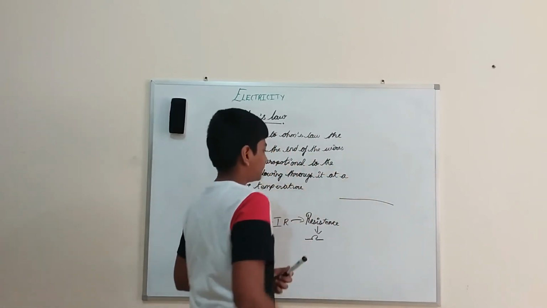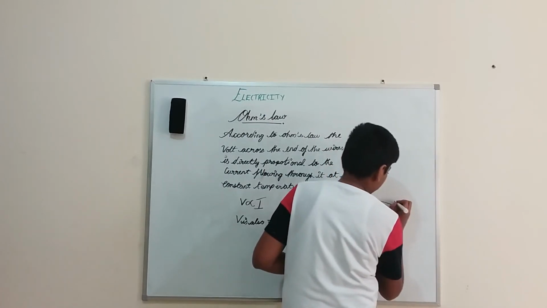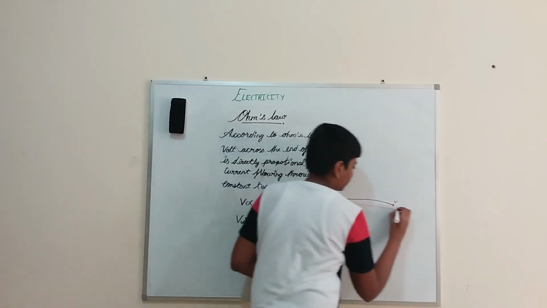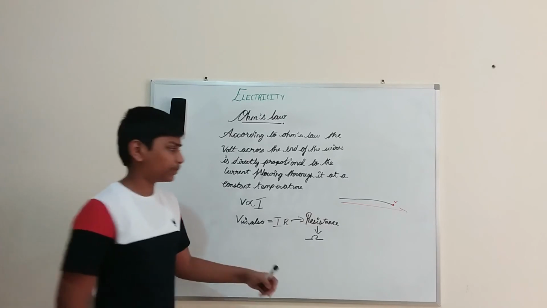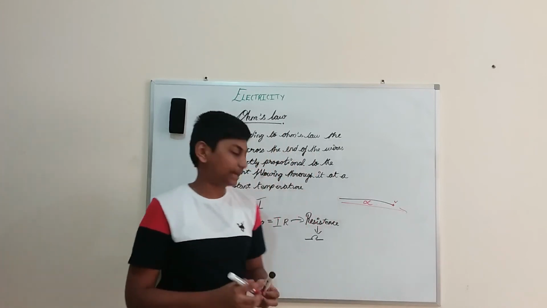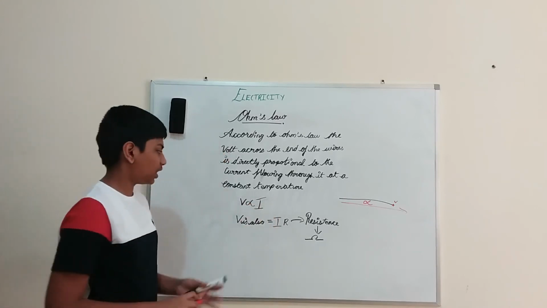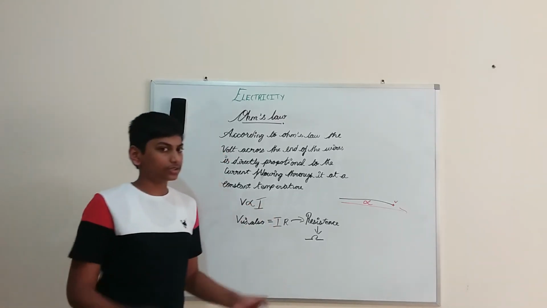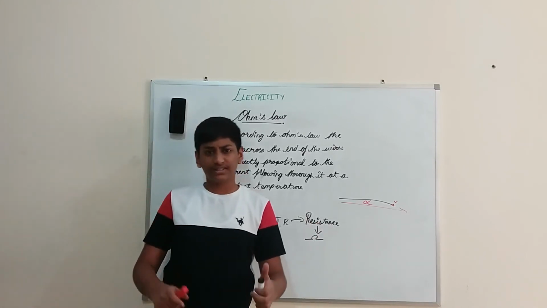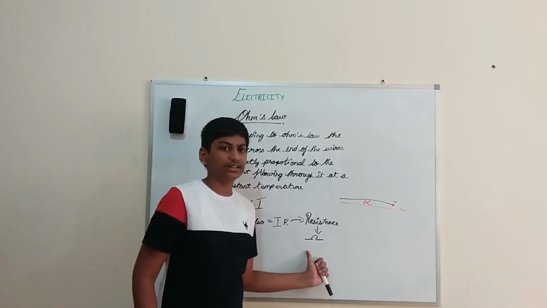So at the end of a wire, there will be a volt. The volt at the end of the wire is directly proportional to the current flowing through it. So there's a current flowing through it like this. It's directly proportional to the current flowing through it at a constant temperature. So volt is directly proportional to the current. Now the volt is also equal to I into R. What is R over here? R is nothing but the resistance. I will be teaching about resistance and its two types in my next video. The SI unit of resistance is ohm.